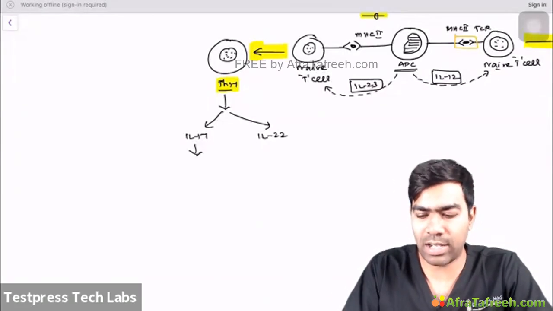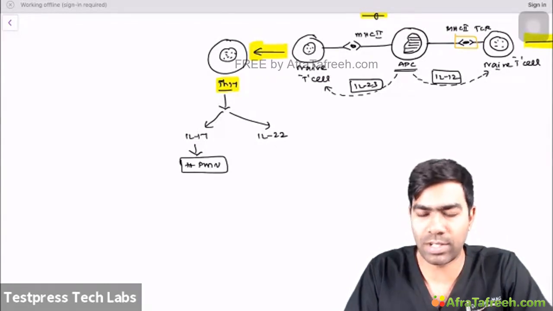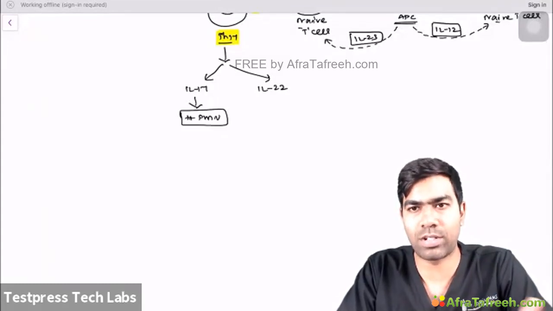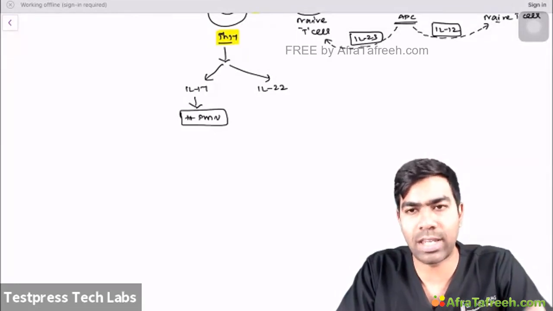This IL-17 is going to activate the neutrophils, recruit more and more neutrophils. It's a neutrophilic response. They increase neutrophil production and margination. At the same time, they attract more neutrophils like a chemokine. Clear?